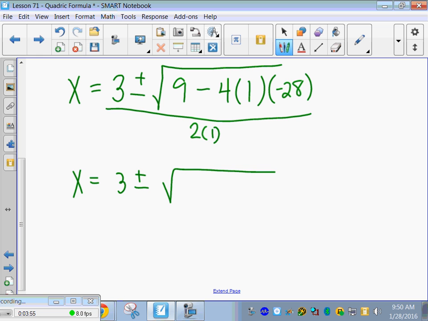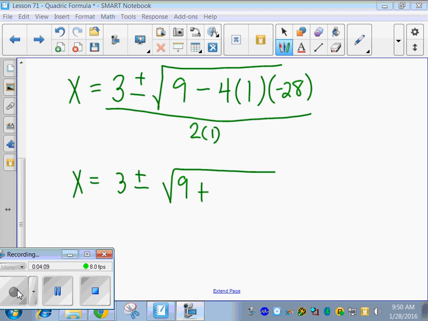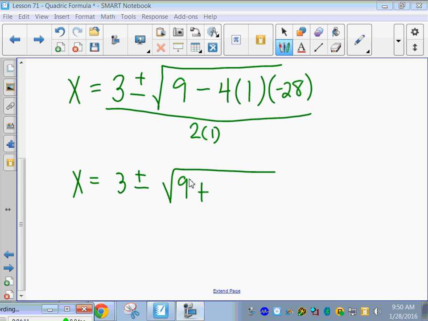Okay, a lot of errors happen here. Be careful with this. We have a negative times a negative. So I always account for how many negatives there are and then decide plus or minus. So I have 2 negatives, so I'm going to put a plus sign. And then we do 4 times 1 times negative 28, which is 112, all over 2.